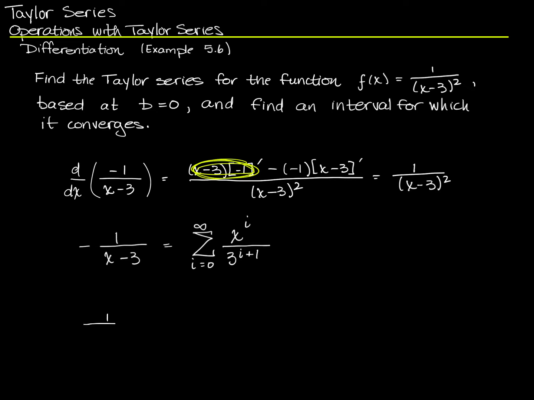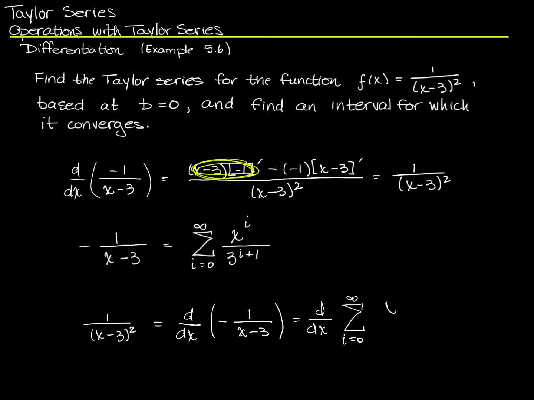let's write 1 over the quantity x minus 3 quantity squared is equal to the derivative of -1 over x minus 3, and that is equal to the derivative of the sum, as i goes from 0 to infinity, of x to the i over 3 to the i plus 1.